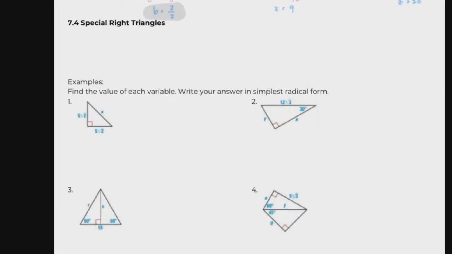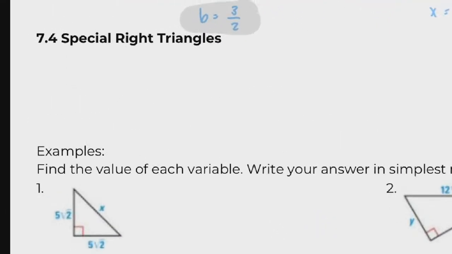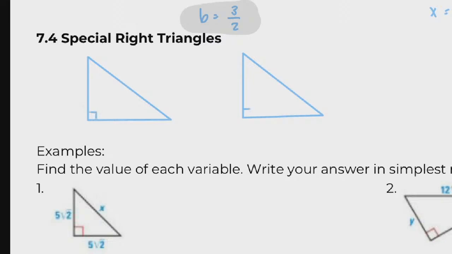Okay, and then for 7.4, this is kind of a short section. So there are two special right triangles. So I'm just going to draw two triangles here. So if these two angles are 45 degrees, that means across from them would be x, and the hypotenuse is x rad 2. And for the other triangle, we have a 30, 60, 90 triangle. So across from the 30 would be x, across from the 60 would be x rad 3, and the hypotenuse is going to be 2x.